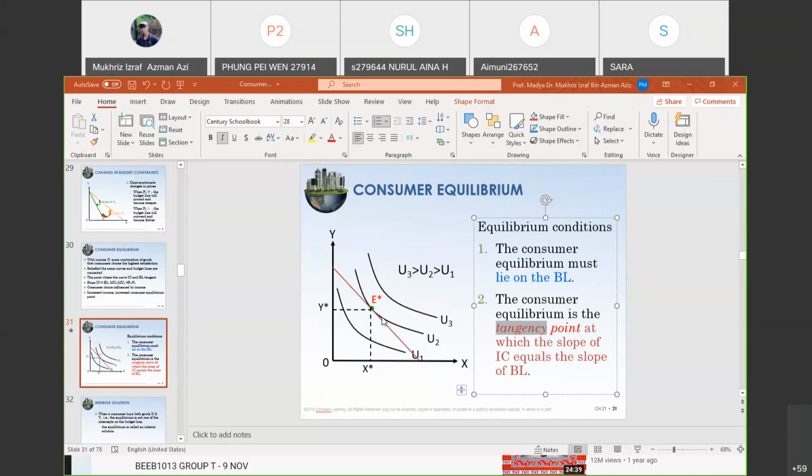Because at point E, this budget line is tangent only at point E, to indifference curve U2. Given this budget line, equilibrium is achieved at point E. So what does this mean? Consumer equilibrium is the tangency point at which the slope of the IC equals the slope of the BL. IC means indifference curve. BL means budget line.